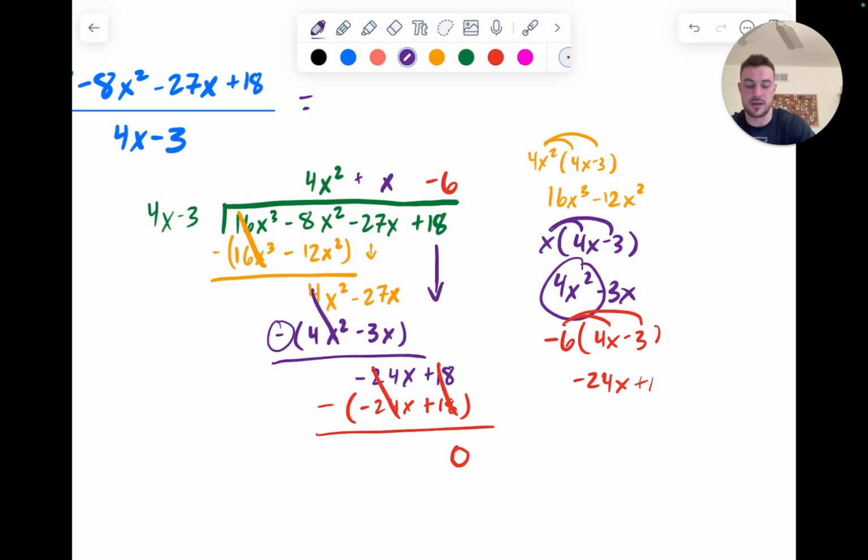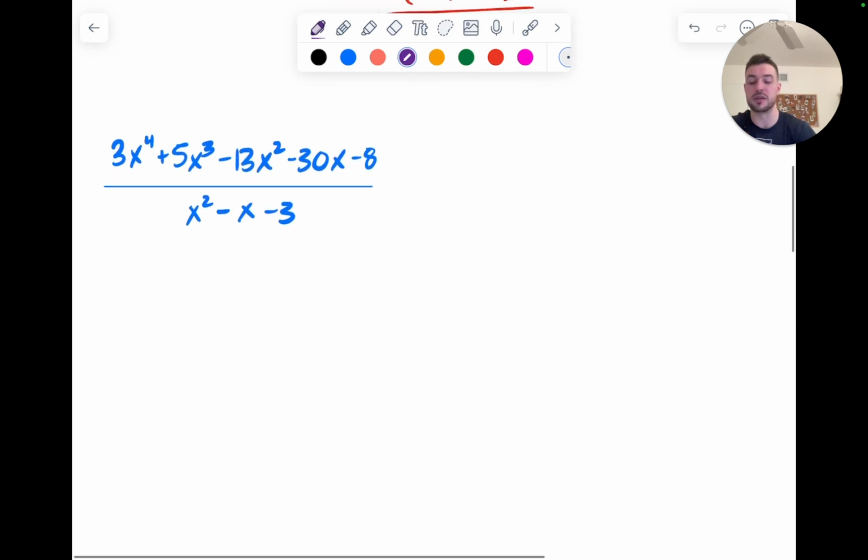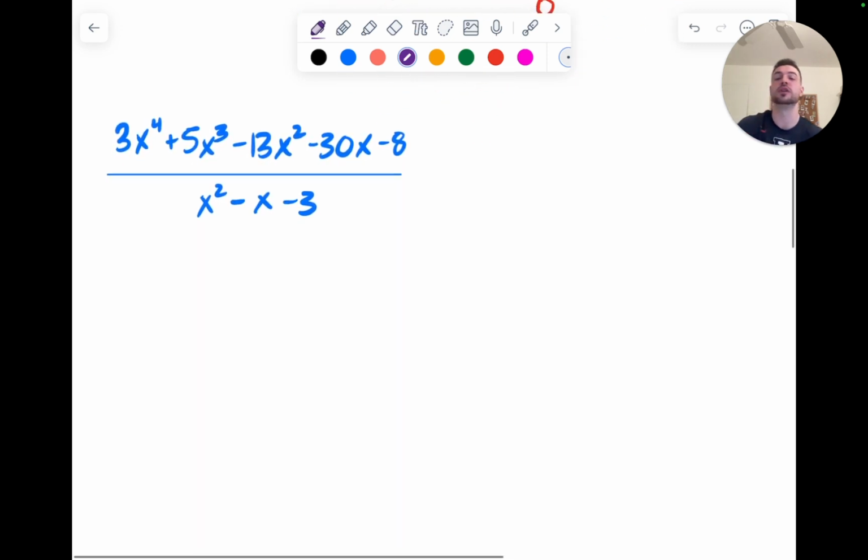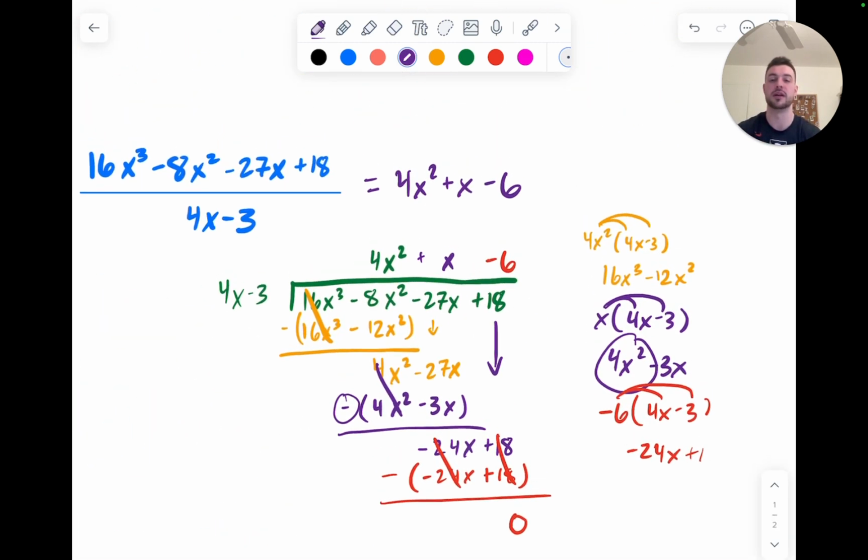And I'm going to write that right next to the top, so we know. Okay, on to our second example here. This one I'm going to do a little bit differently. The only reason I'm doing it differently is because long division here isn't for everybody.